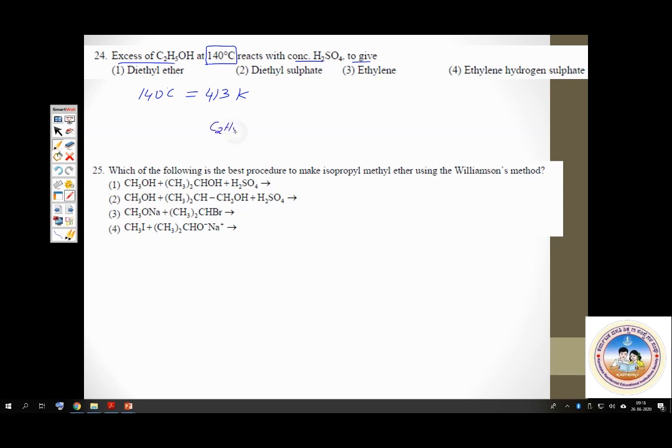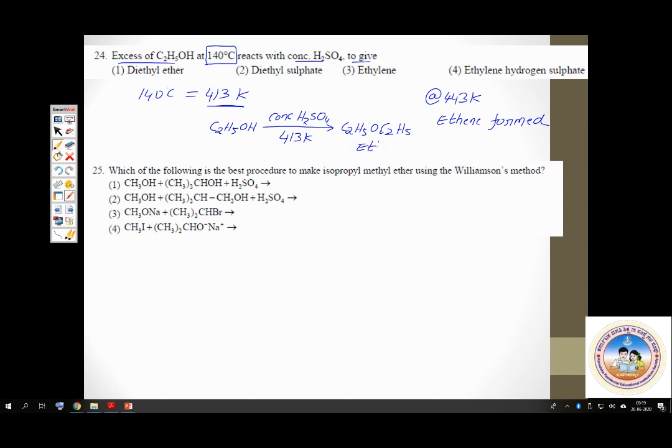If you carry out the same reaction at 443 Kelvin, what is formed? Ethene is obtained. So be careful with the temperature. Since the temperature given is 413 Kelvin, the correct answer is an ether and not an ethene. So the correct option here is diethyl ether, option A or option 1. That was question number 24. Come to 25 now.